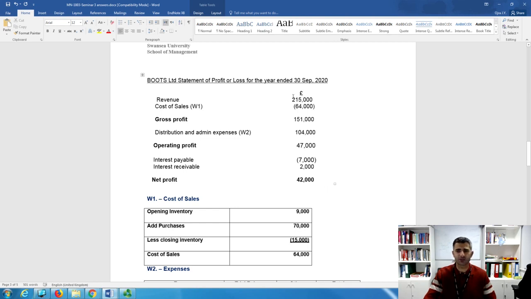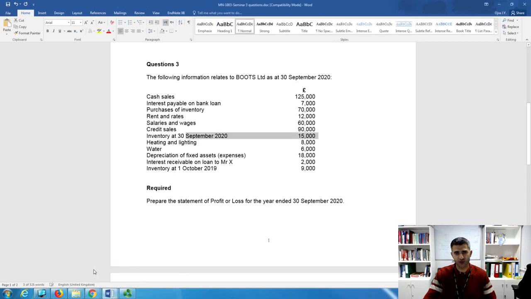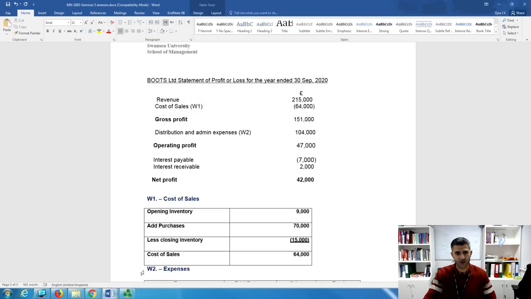But again, it's up to you. You can include 2 columns and just make it more organized or tidy. It's up to you, really. But anyway, again, we start with sales revenue minus cost of sales equal gross profit. So sales revenue is in the question. I'll show you then. Here we go. Where is the sales revenue? Here we go. So credit sales plus the cash sales, if you remember, the 215,000 pound.